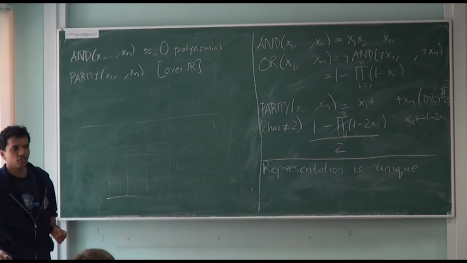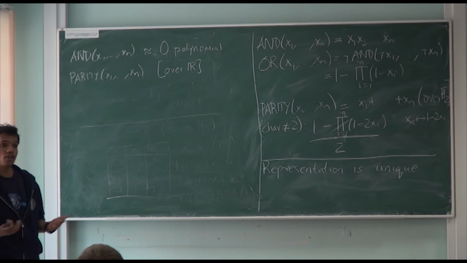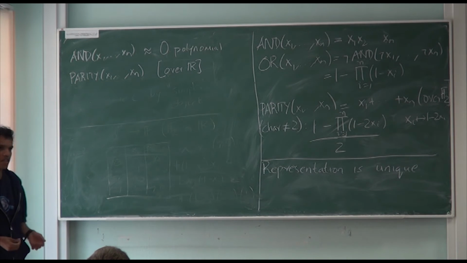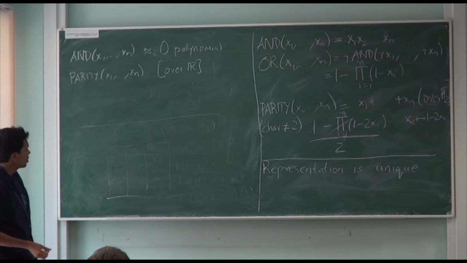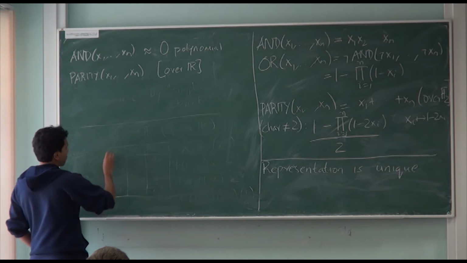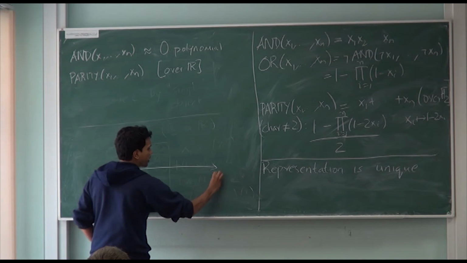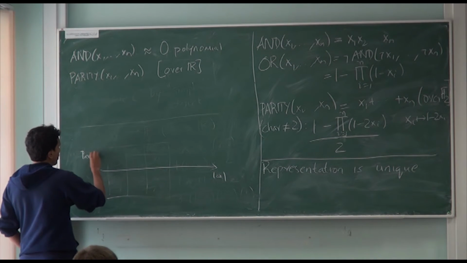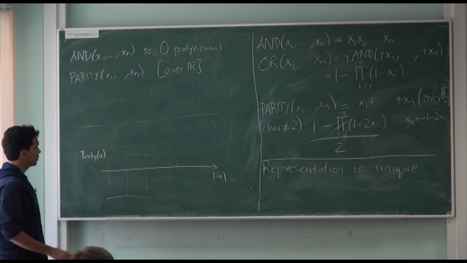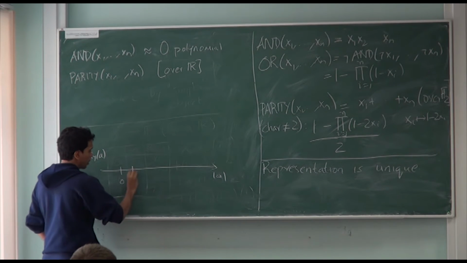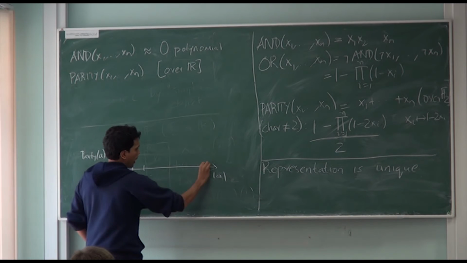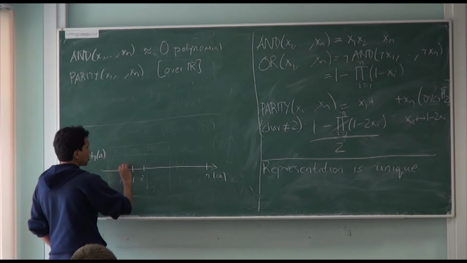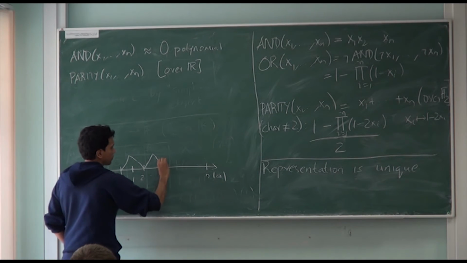So what do we know about the parity function? Well, we know that it's a symmetric function. It's 1 when the number of ones is odd, and 0 if the number of ones is even. So let me draw the graph of parity. It only depends on the Hamming weight of its input. So I start at Hamming weight 0, Hamming weight 1, Hamming weight 2, up to Hamming weight n. And how does parity go? Well, it starts at 0, goes to 1, goes to 0, etc.